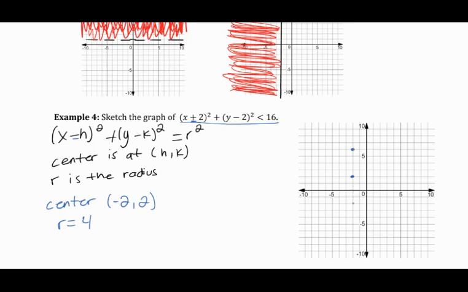1, 2, 3, 4. All right. And this is going to be a dashed line. So we're going to go ahead and create our circle with a dashed line. Okay. And it says that it's less than 16. So that means that we're going to shade inside. So we're going to go ahead and shade inside.